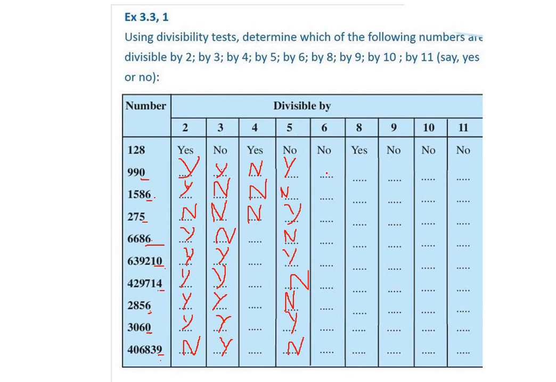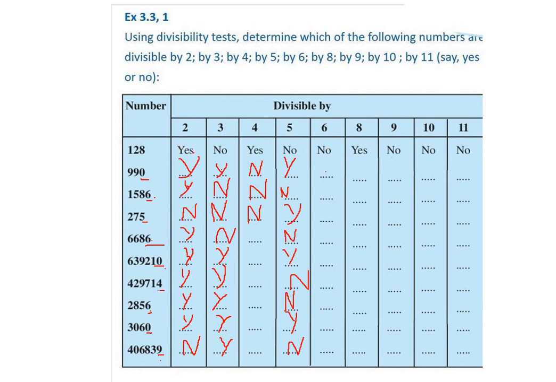Now for the test of divisibility of 6, we need to check the test of divisibility by 2 and by 3. If both have yes, then only 6 will be written as yes. If either 2 or 3, anywhere you find no, then obviously 6 will also not be able to divide the given number.